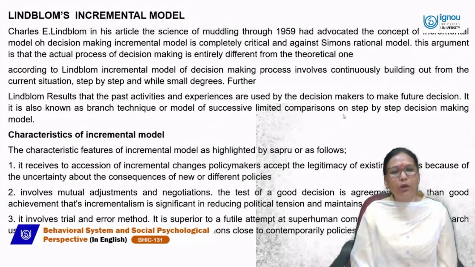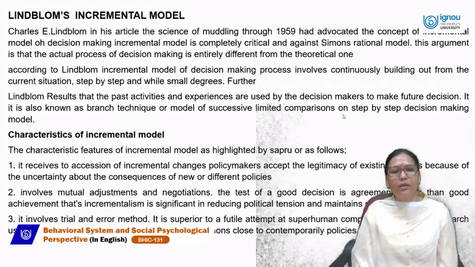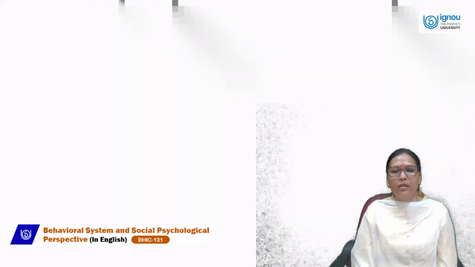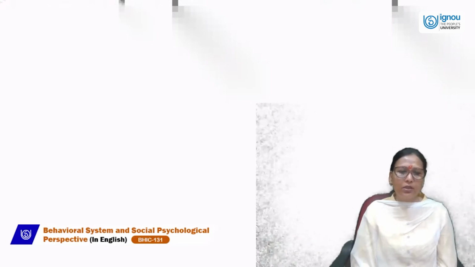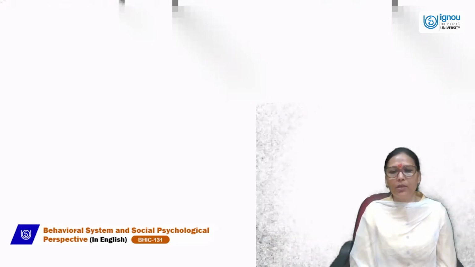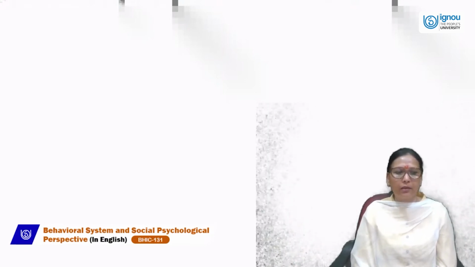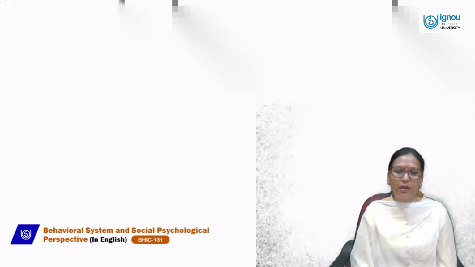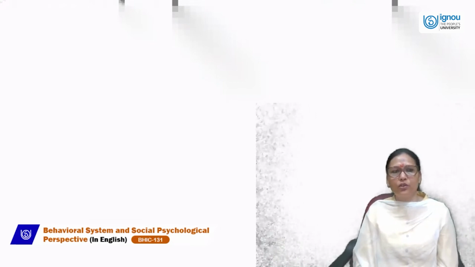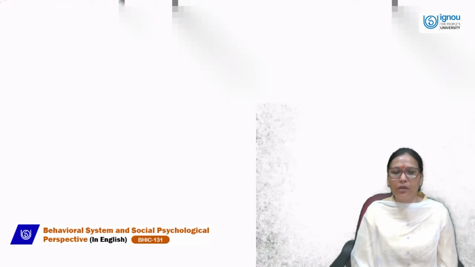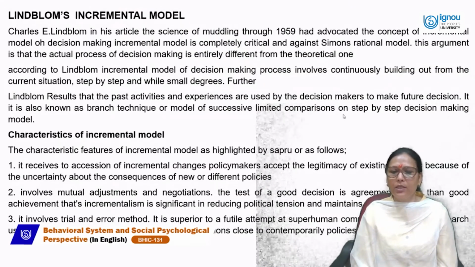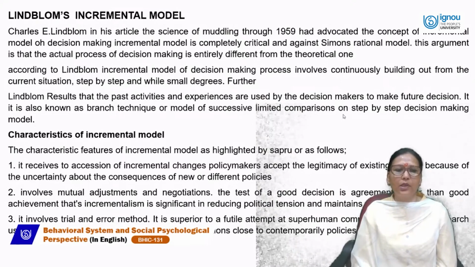Now, the characteristics of the incremental model, as highlighted by Sapru, are as follows. The first characteristic is that it relies on acceptance of incremental changes. Policy making accepts the legitimacy of existing policies because of the uncertainty about the consequences of new or different policies. Second, it involves mutual adjustment and negotiation. The test of a good decision is agreement rather than good achievements. Incrementalism is significant in reducing political tensions and maintains stability.